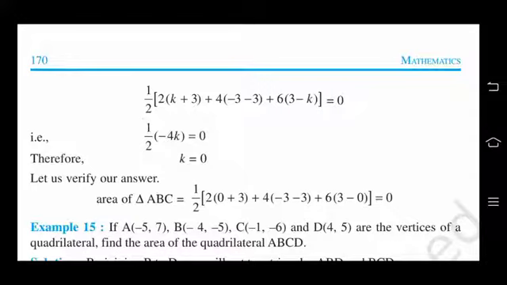Good morning. Today let's discuss a question based on the area of triangle. Just check example number 15. If A(-5, 7), B(-4, -5), C(-1, -6) and D(4, 5) are the vertices of a quadrilateral, find the area of the quadrilateral ABCD.